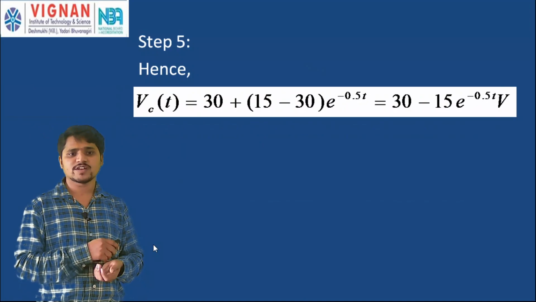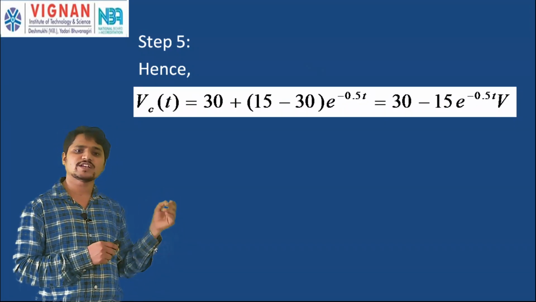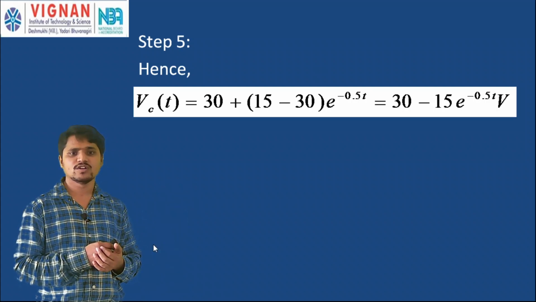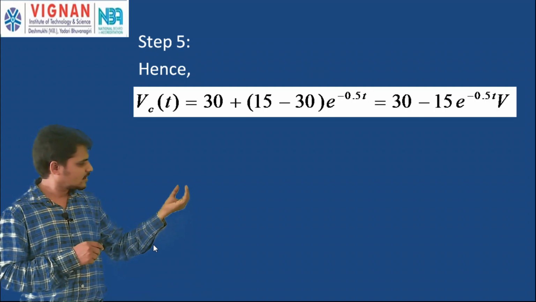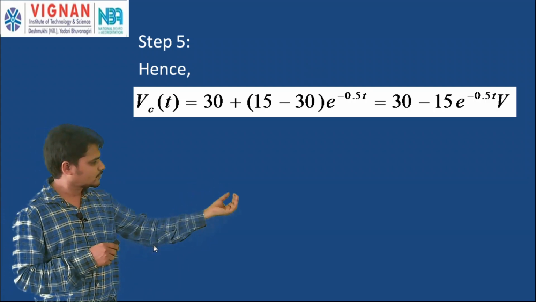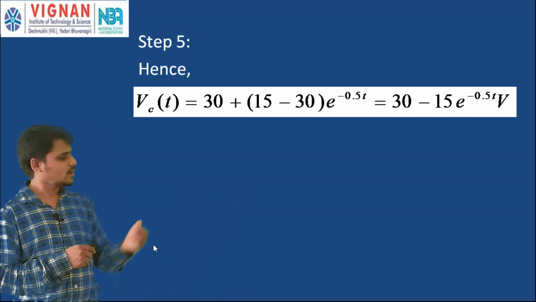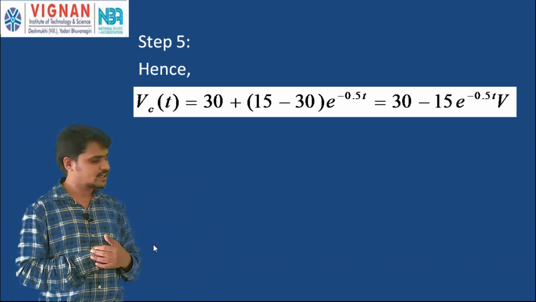Now we have to add the transient and steady state. So the final value is 30 volts plus, substituting into the formula we derived, 15 minus 30 into e to the power of minus 0.5 t. That is equal to 30 minus 15 into e to the power of minus 0.5 t. This 30 volts is the steady state voltage and the 15 into e to the power of minus 0.5 t is the transient voltage. I told you this transient will no longer exist as time passes.